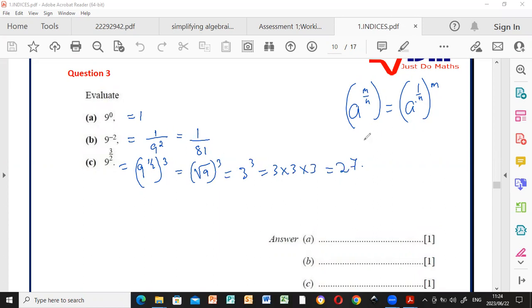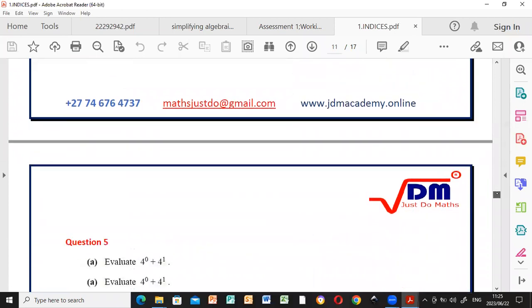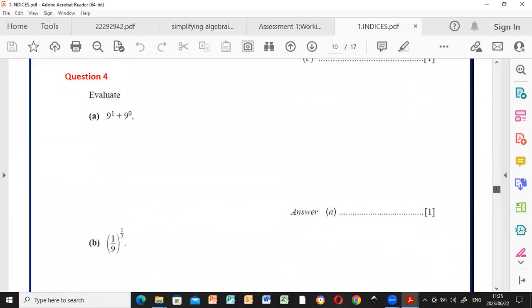So our first answer here, after applying that, 9 to the power of 0 is 1. Any number to the power of 0 is 1. We got 1. On the second one, we got 1 over 81, after applying the laws of negative powers. Remember, a to the power of negative m is the same as 1 over a to the power of positive m. So we got 1 over 81, and the other one we get 27. So that's all about question number 3. Let's quickly move on to question number 4.